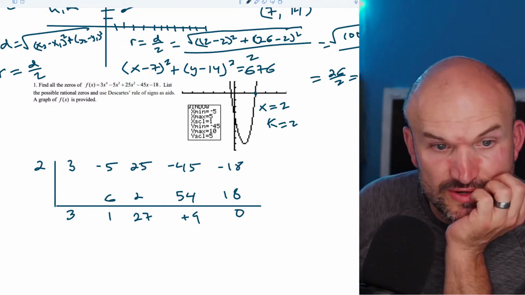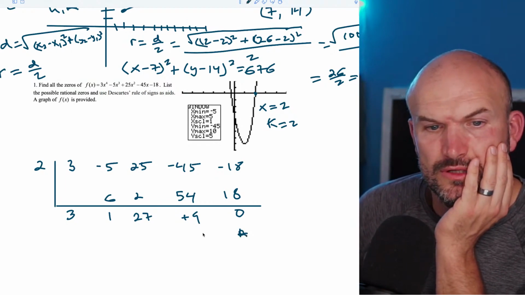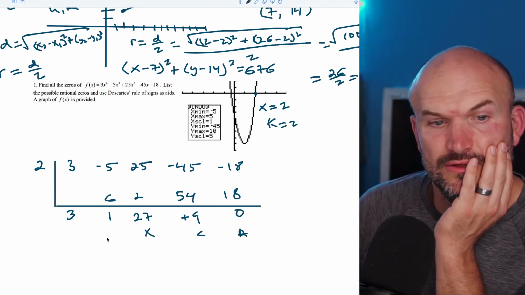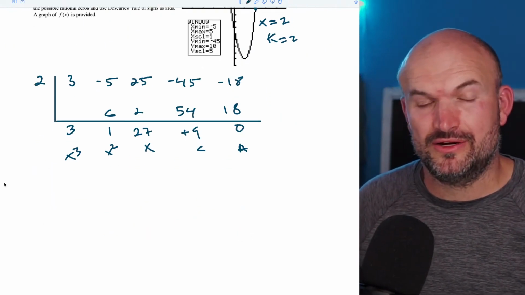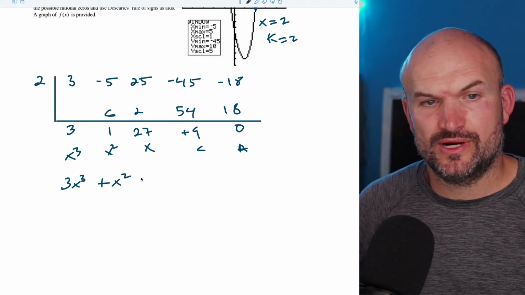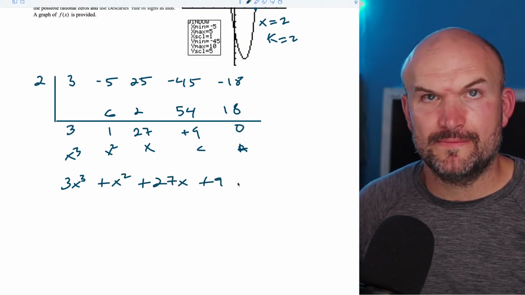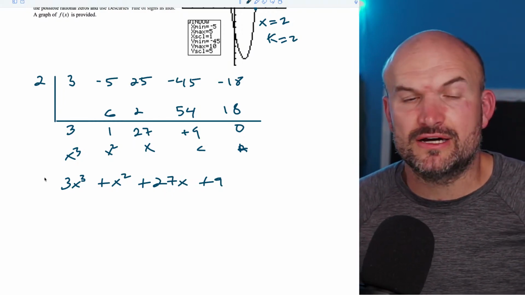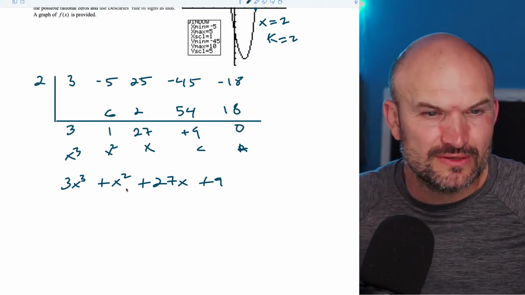All right. So now we have, this is your remainder. Constant, linear, quadratic, and cubic. So I think we might be able to factor this. I don't know. So let's see. We have a 3x cubed plus x squared plus 27x plus 9. Okay. So that is going to be your not your divisor, but your quotient. Now let's go and see if I can factor anything else out.